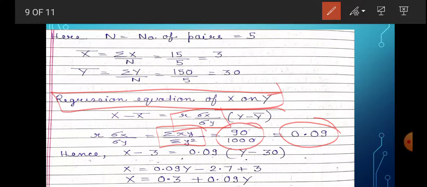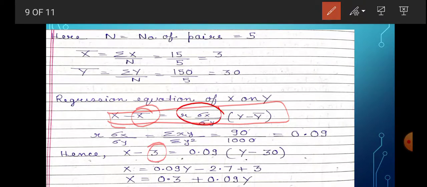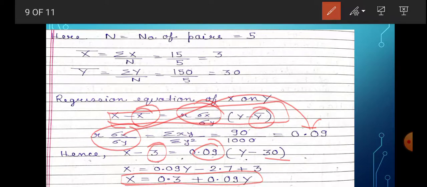And then you have to substitute all this. See, the formula is x minus x bar. So x minus x bar we have got 3, this value we have got 0.09, and y minus y bar we have got 30. Just substitute all those and you will get the first regression equation, that is x is equal to 0.3 plus 0.09y.